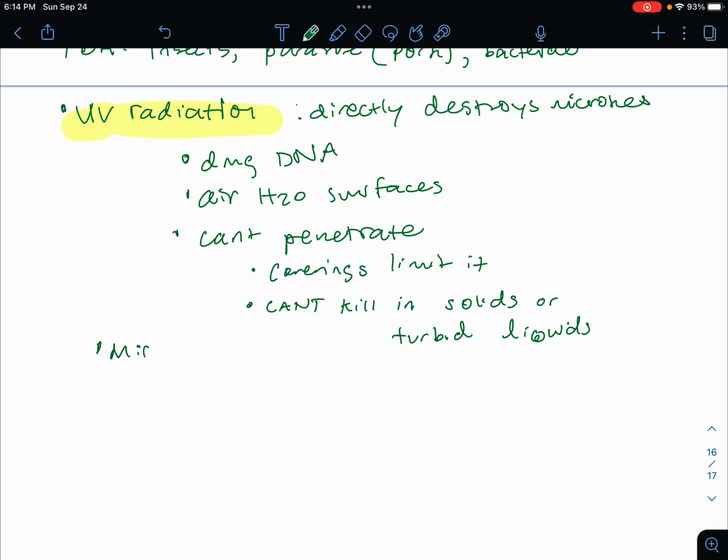Microwaves. Also are used to kill by radiation. These are going to be heat-based. And microwave ovens are going to heat food unevenly, so some cells are going to survive. And I should note that this is uneven.